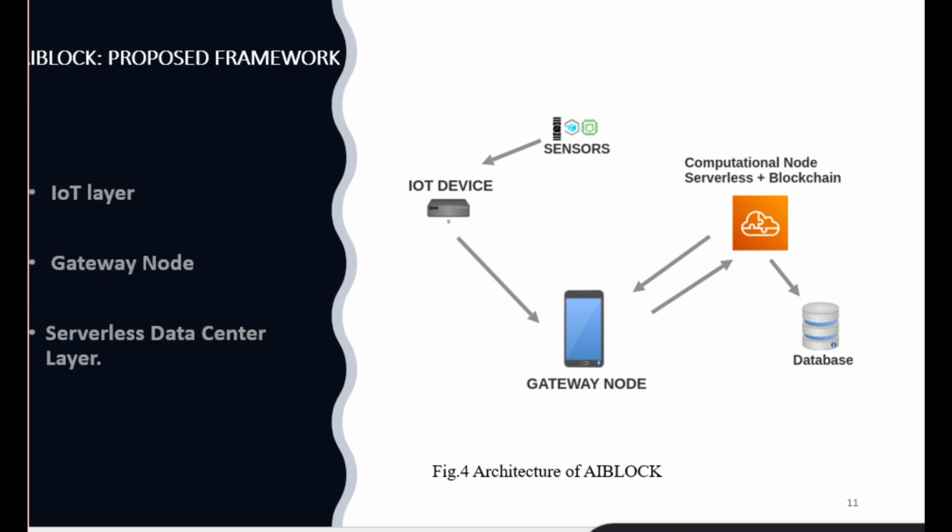The gateway node is the midpoint between the IoT layer and the serverless platform. The data received by the sensors of the IoT layer are sent to the gateway nodes. Then the gateway node sends the data to the serverless data center.